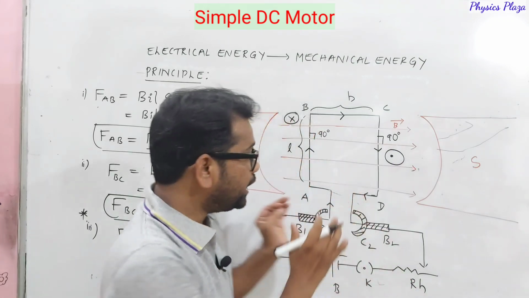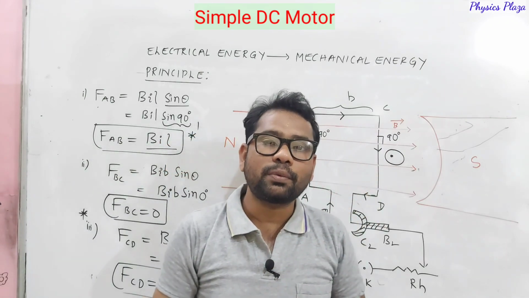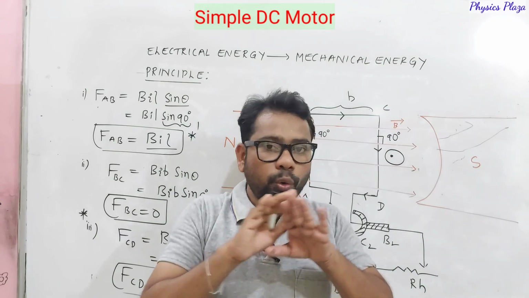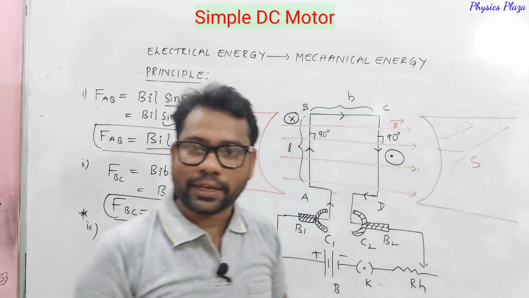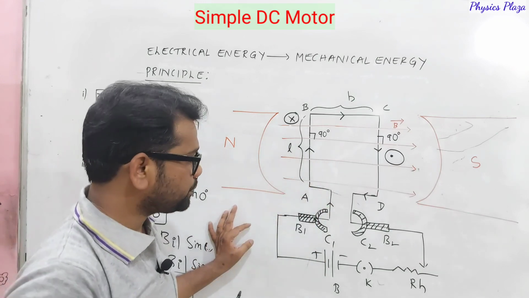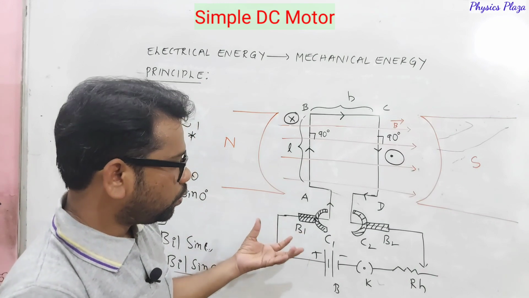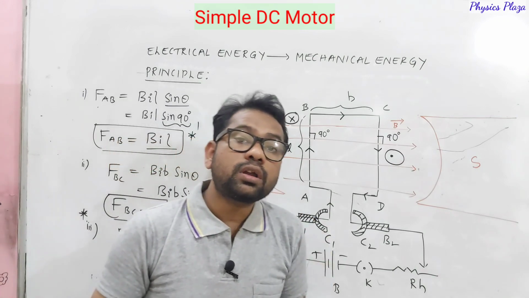But children, the net force acting on the current carrying copper coil when it is placed in a uniform magnetic field is how much? 0. No net force, but only a couple will be acting. So here ABCD is an armature, that is a coil, and here C1, C2 are called half split rings, that is, commutators.